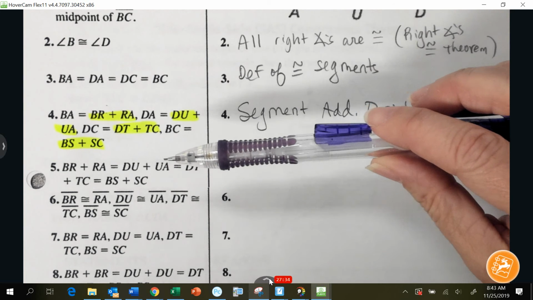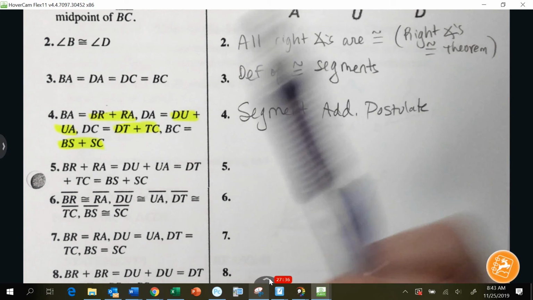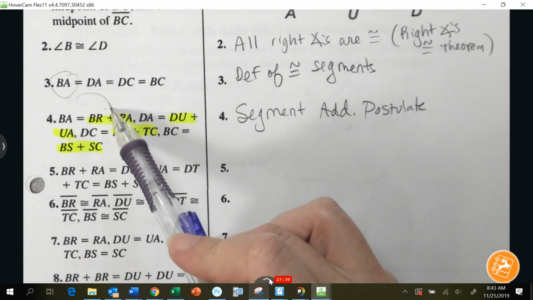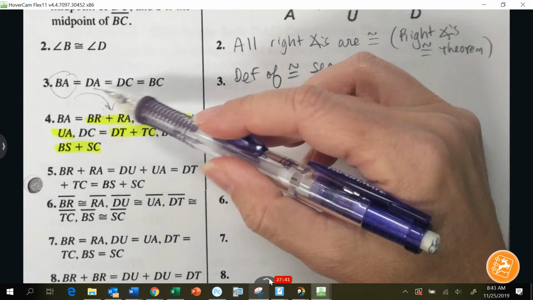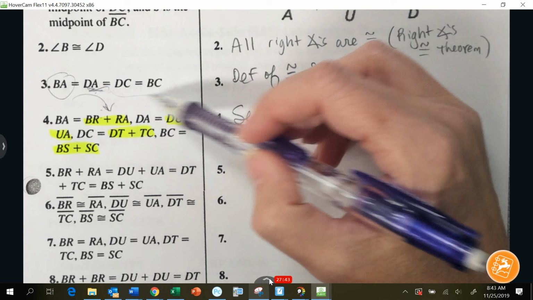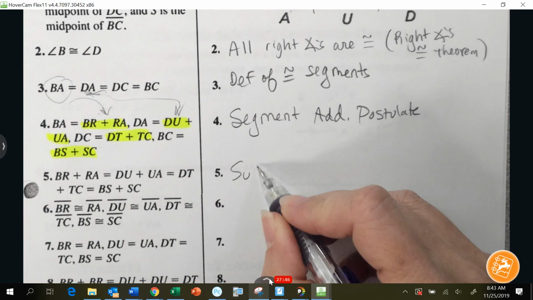What allows me to do that, Lynn? Substitution. I just took out BA and I put in what BA equals. I took out DA and I put in what DA equals. Substitution property.